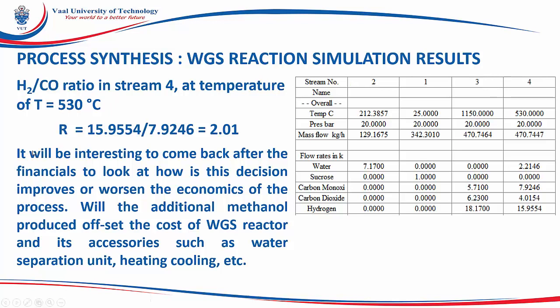It will be interesting to come back after we have done this calculation and look at the financials on how this decision improves or worsens the economics, because remember, we have added an extra reactor, which is the water gas shift reactor, and that helps us to improve the amount of methanol that is made, and also to use the H2 that we had. It will be very interesting to come back and look at how this additional reactor improves the amount of methanol that we make, and how that additional methanol offsets the cost of the water gas shift reactor and its accessories.